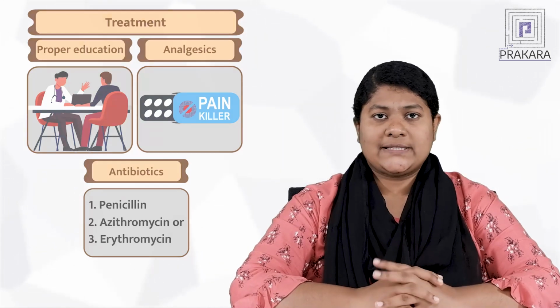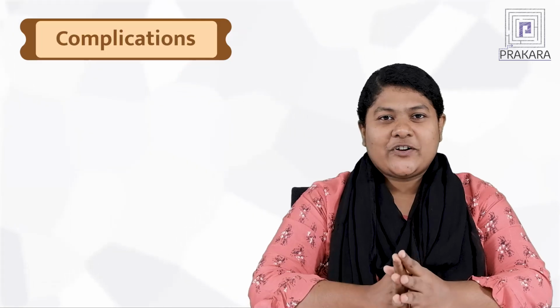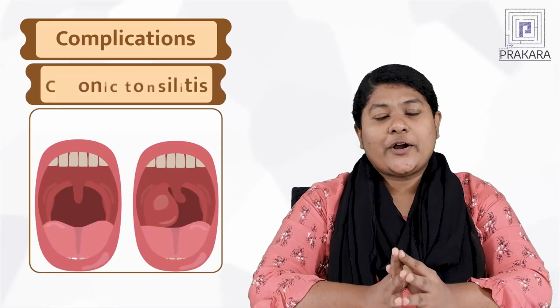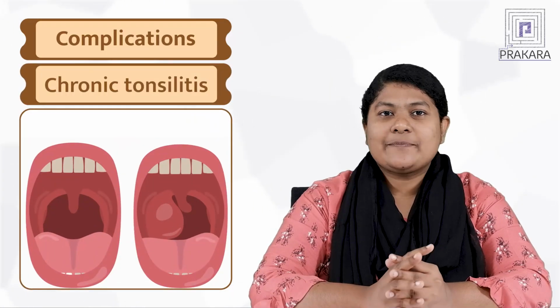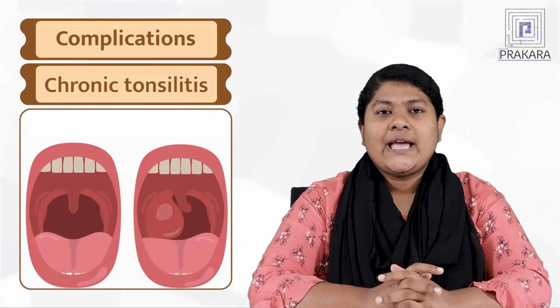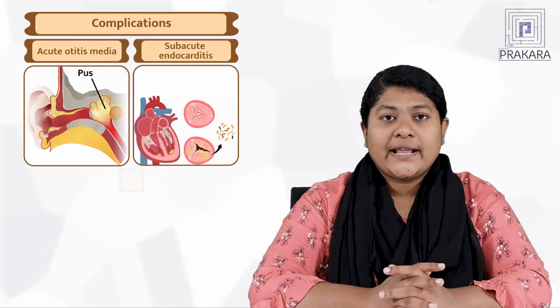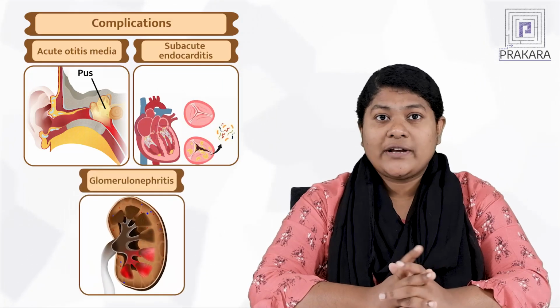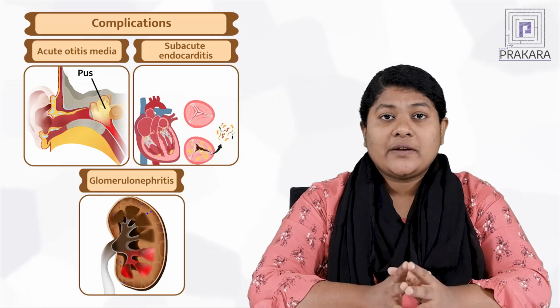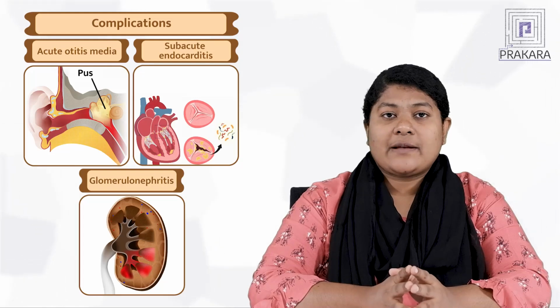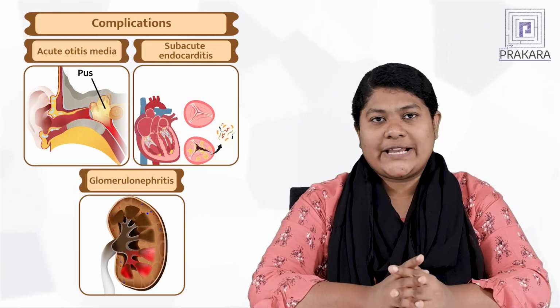Coming to the complications of tonsillitis, mainly it leads to chronic tonsillitis, and peritonsillar abscess. It can also spread to other parts and cause acute otitis media, subacute endocarditis, and also glomerulonephritis. So these are some of the fatal complications that can be caused by this type of tonsillitis.